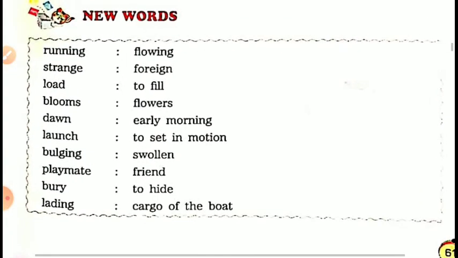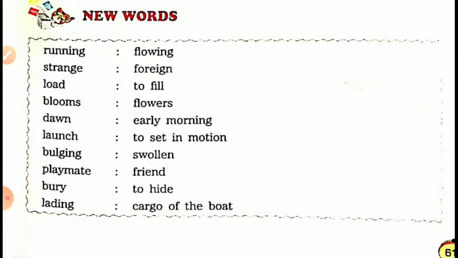Now, students, once again, I'll read the new words for you. The first word is running. Running means flowing, flowing water. Here it implies water because paper boats or any boat will float and flow only in running water. Then the second word is strange. Strange means foreign, unknown. The third word is load. Load means to fill. The fourth word is blooms. Blooms means flowers.